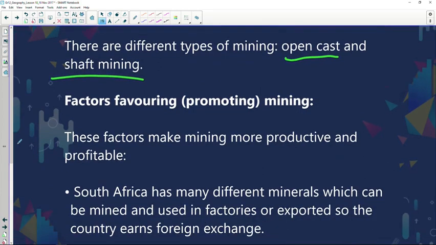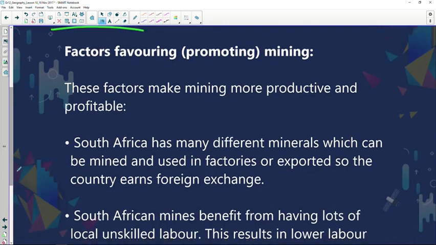Now, there are factors that promote mining in South Africa. Promoting it means it's doing South Africa well, exactly like the farming. We're making money, we're making profit. And what are these factors? South Africa is lucky, we can be quite productive in the mining sector and we can make money off it because we've got many different mining materials, raw materials. We've got gold, we've got diamonds, we've got coal, we've got platinum. So it's very important. Many other countries are not as rich in these raw materials as we are.